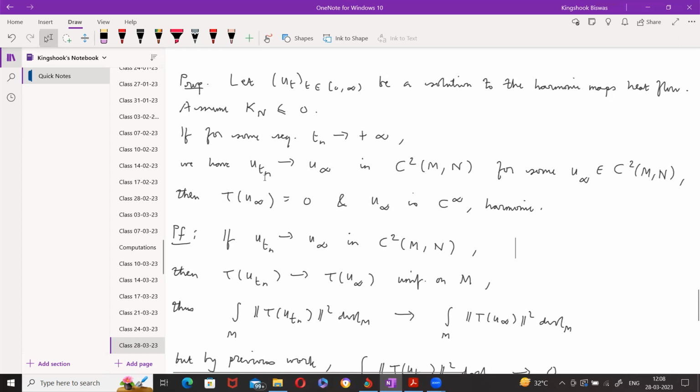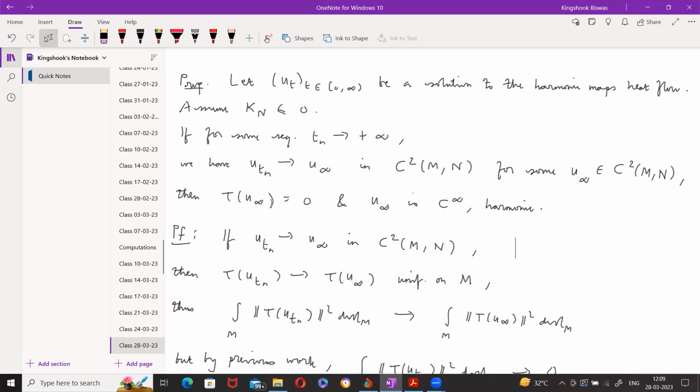Okay. And so for convergence in C2 norm, what you need is that the second derivatives should be equicontinuous, right? By Arzela-Ascoli, you need them to be uniformly bounded and equicontinuous, the second derivatives. Then some subsequence will converge in C2 norm. Is that clear? Yes, sir. Right. And then you will get a harmonic map.